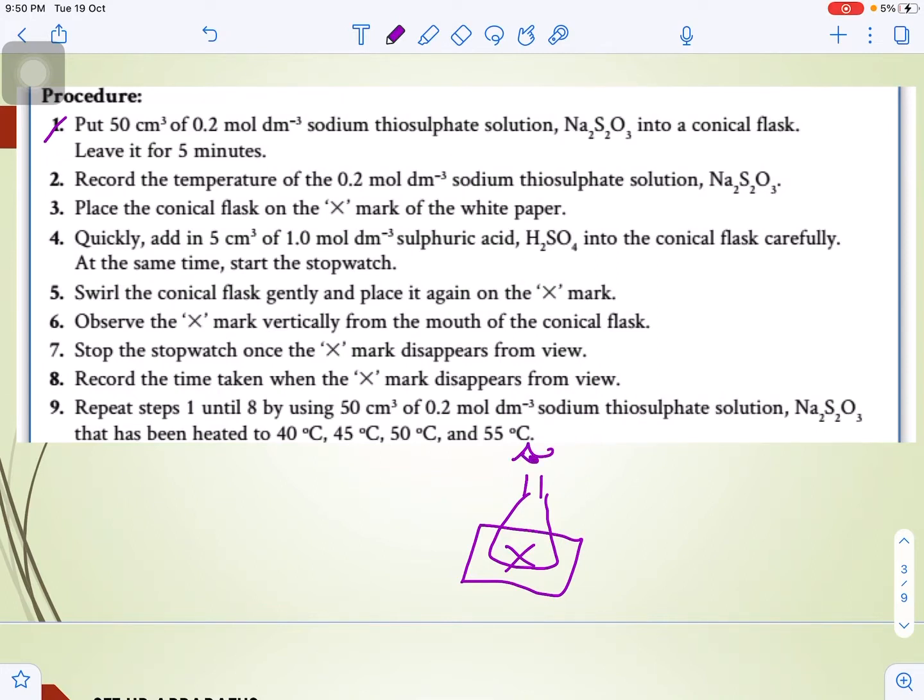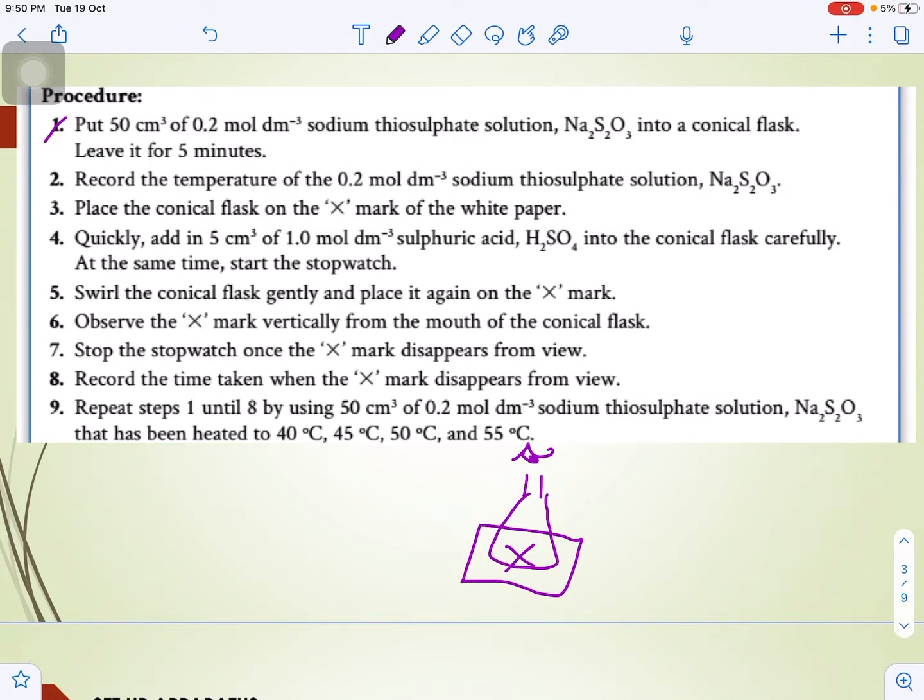Okay, so quickly add sulfuric acid into the conical flask carefully, even though quickly but carefully. At the same time, start the stopwatch. Meaning that once the sulfuric acid masuk je dalam conical flask, terus start the stopwatch. And swirl the conical flask gently and place it again on the X mark. Swirl dan letak semula atas X mark.